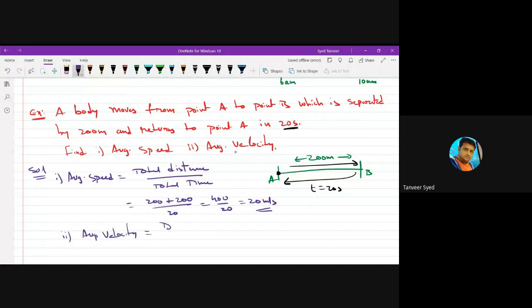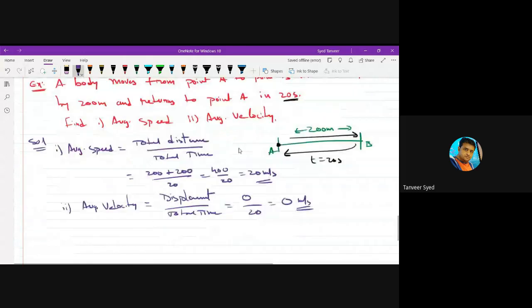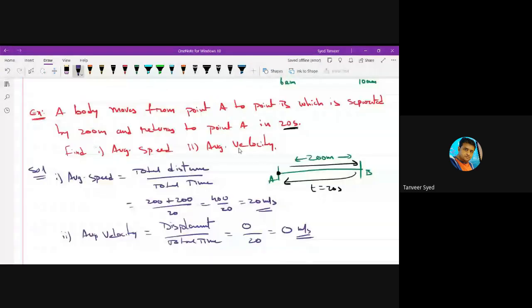Displacement is how much? Starting from A, going to B, coming back to A, displacement is 0. Total time is 20, so it is 0. So your average velocity will be 0 in this case, but average speed will be 20 meters per second. Speed is different, velocity is different. Similarly, average speed is different, average velocity is different. While calculating speed, you take distance, which is a scalar. While calculating velocity, you take displacement, which is a vector. You should be careful with displacement.